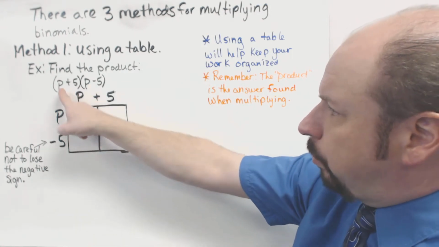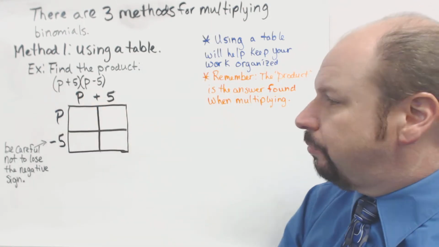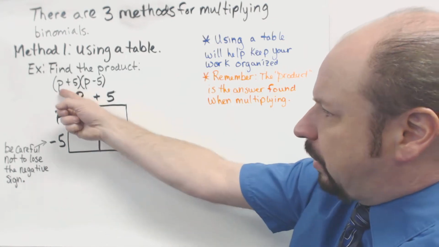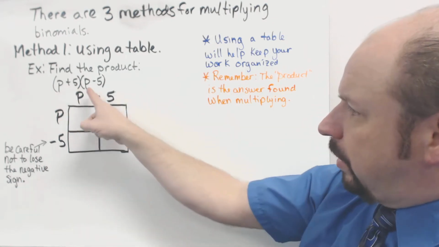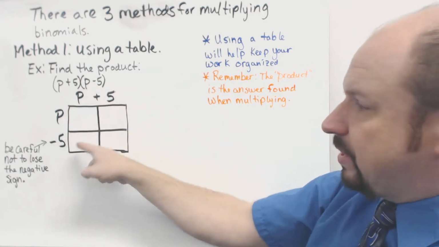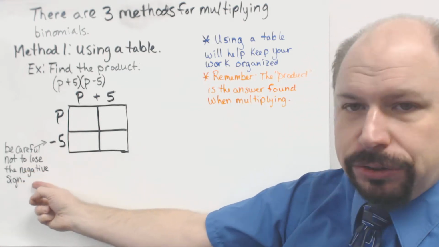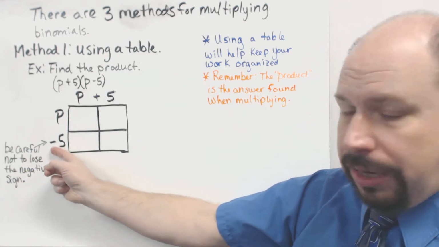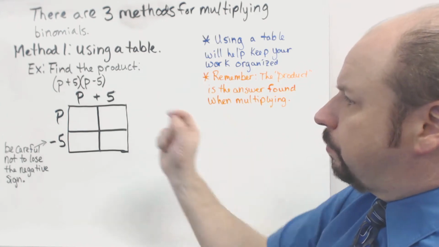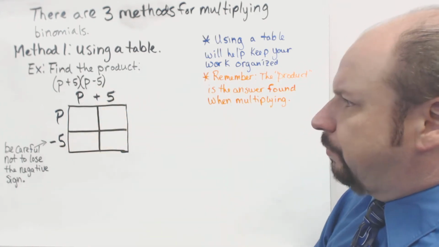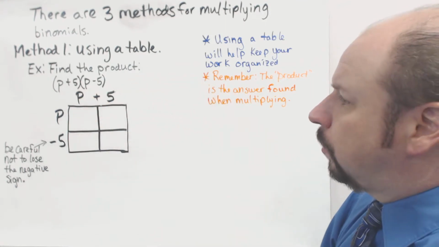How we set that up: we're going to find the product of p plus 5 times p minus 5. To set that up, take your first term and put it along the top of our table, and take the second term and put it down the side of our table. The one thing to be careful of here is not to lose that negative sign. We do have to have the negative sign from this term right here. If this were a negative, it would just go minus 5 right here.